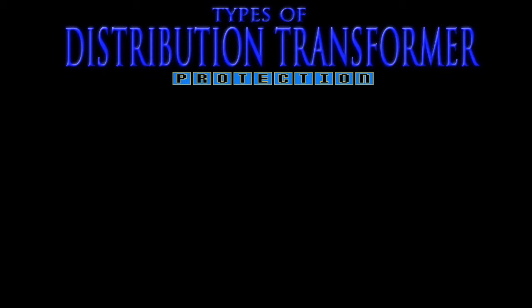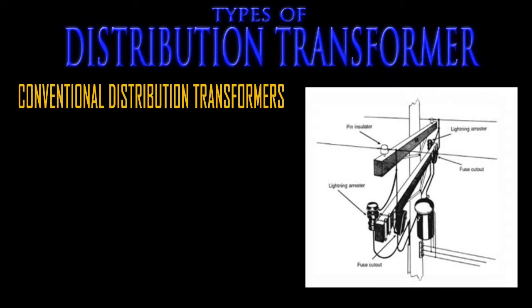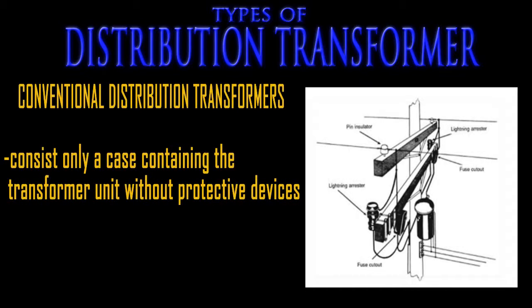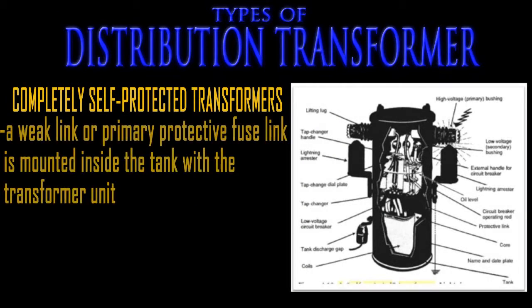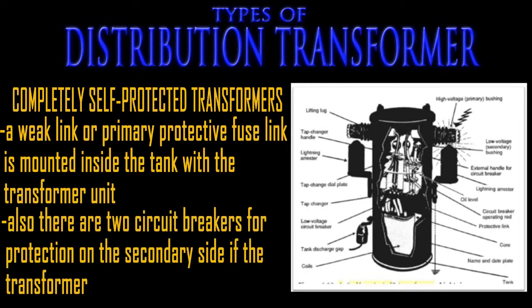Distribution transformers according to protection. Conventional distribution transformers. These transformers consist only of a case containing the transformer unit with their protective devices. Completely self-protected transformers are transformers with a weak link or primary protective fuse link, which are mounted inside the tank with the transformer unit, and also there are two circuit breakers for protection on the secondary side of the transformer.